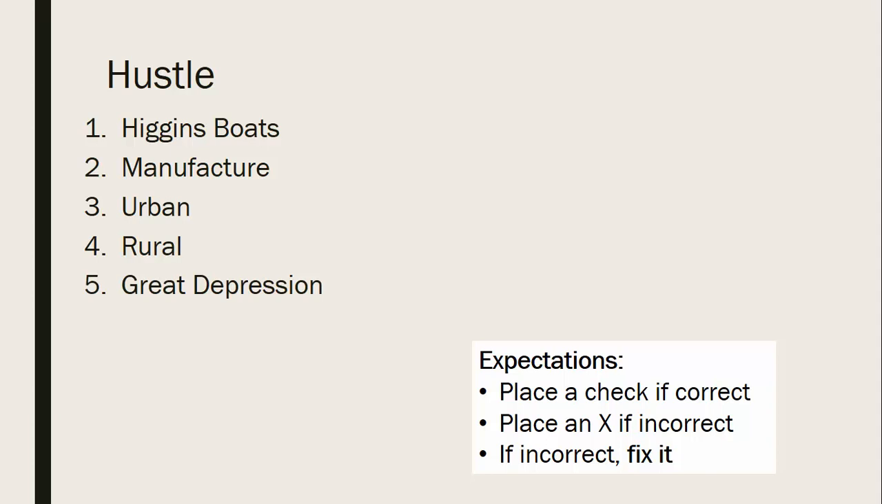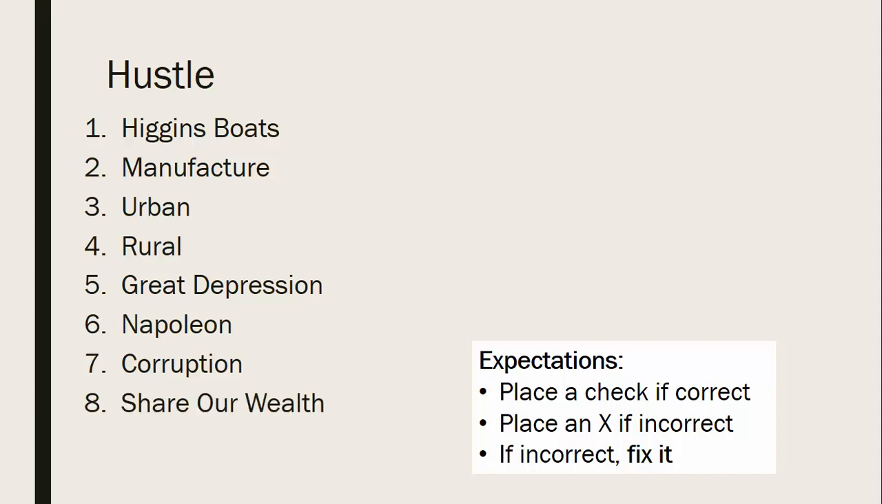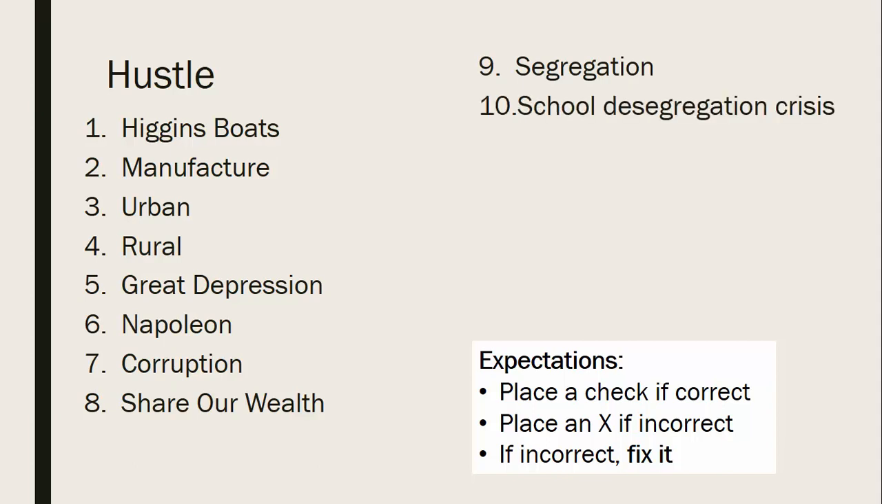Number 5 is Great Depression. 6 is Napoleon. He was a dictator of France. Number 7 is corruption. Number 8 is share our wealth. So this was a plan by Huey Long. It never actually was able to happen, though. Number 9 is segregation. 10 is the school desegregation crisis.